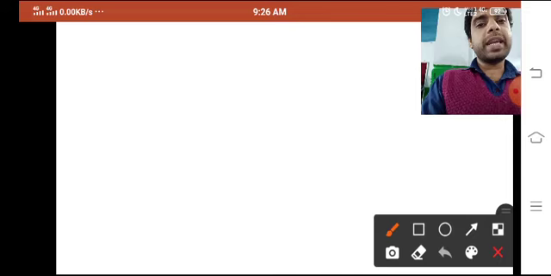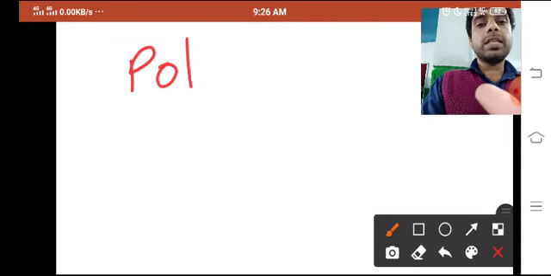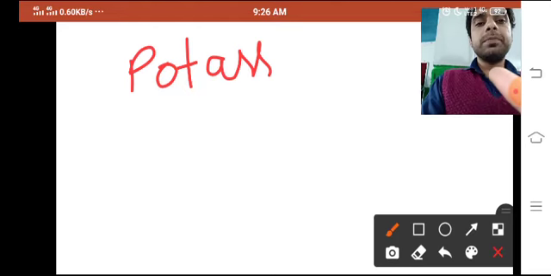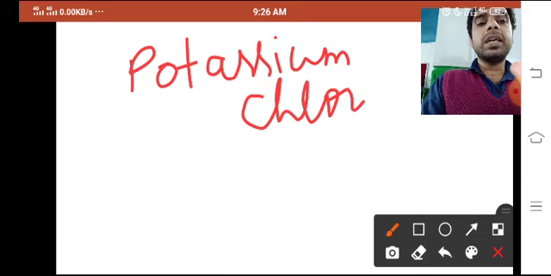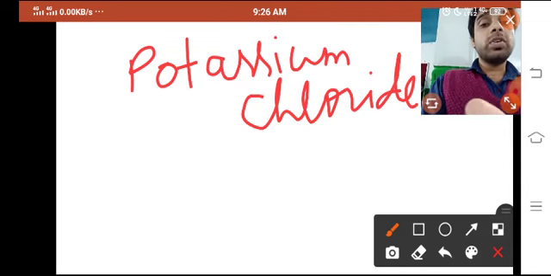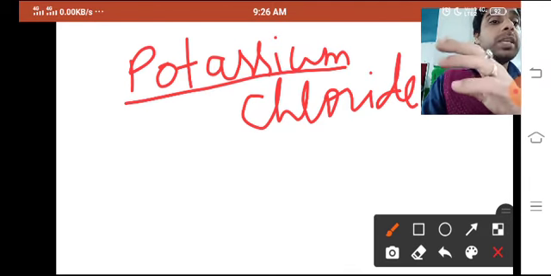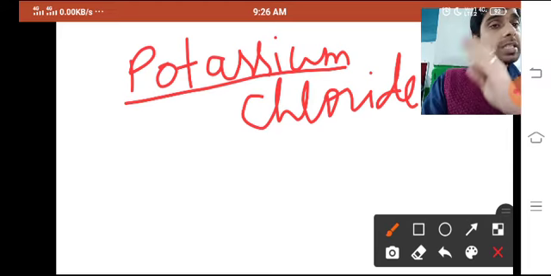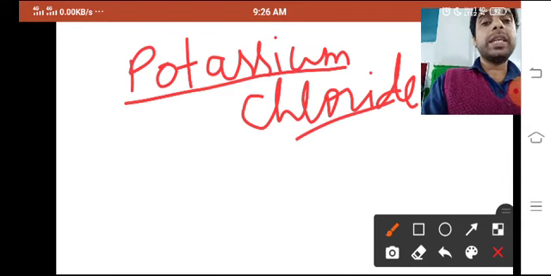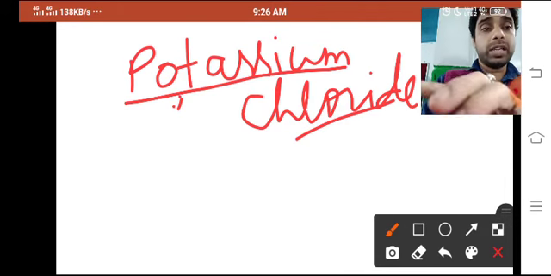Suppose I have to write the chemical formula for potassium chloride. This is an ionic compound. I will tell you how. As I told you in the previous video, if something is written on the right hand side, it is more electronegative. So chloride is more electronegative, potassium is less electronegative, and potassium is on the left hand side.